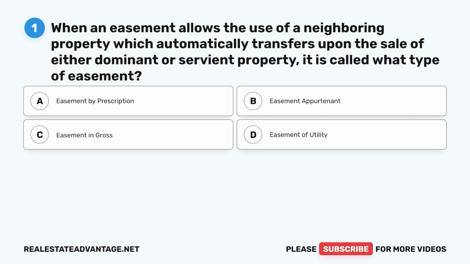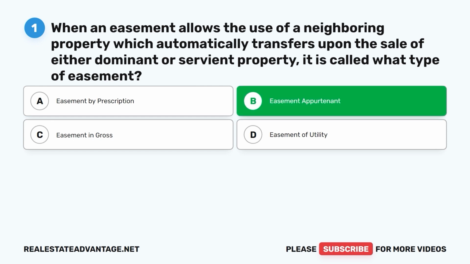Question 1. When an easement allows the use of a neighboring property which automatically transfers upon the sale of either dominant or servient property, it is called what type of easement? A. Easement by prescription. B. Easement appurtenant. C. Easement in gross. D. Easement of utility. The correct answer is B. Easement appurtenant.